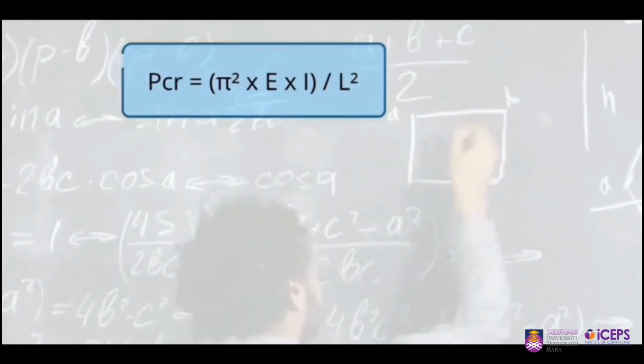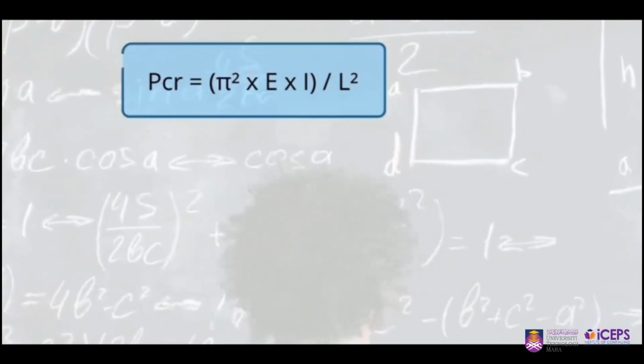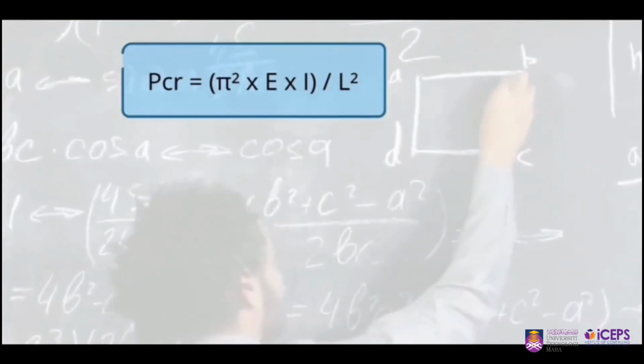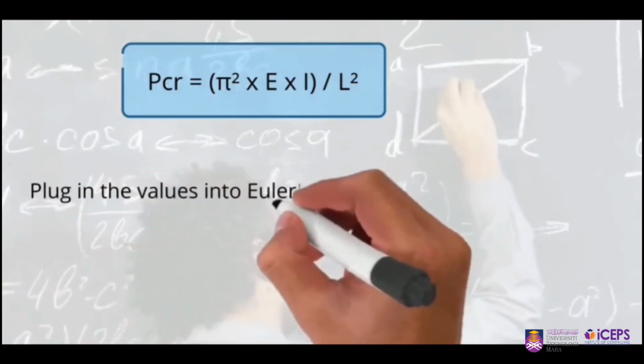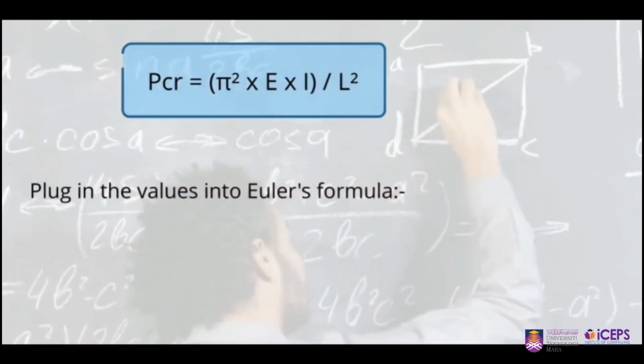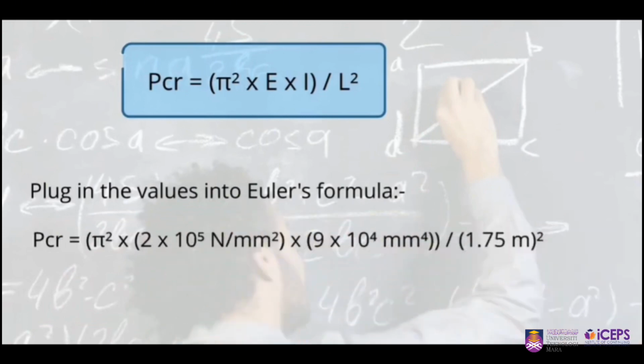Pi power of 2 times modulus of elasticity times moment of inertia divided by length of the column power of 2. Plug in the values into Euler's formula. Pi power of 2 times 2 times 10 power of 5 Newton per square millimeter times 9 times 10 power of 4 millimeter power of 4 divided by 1.75 meter power of 2.